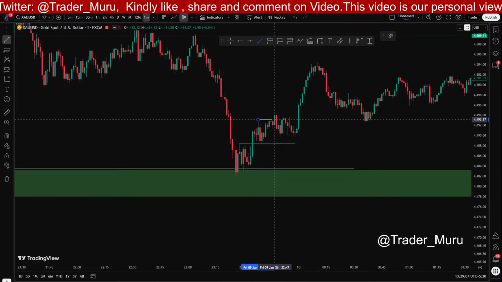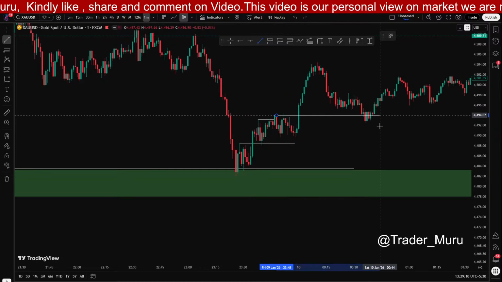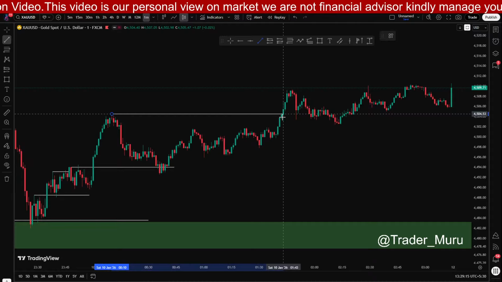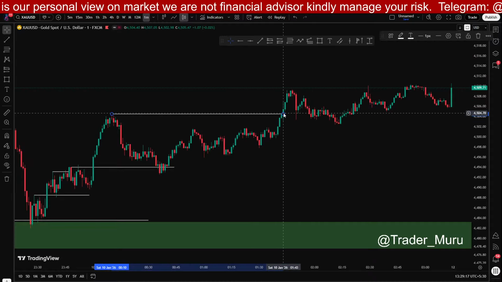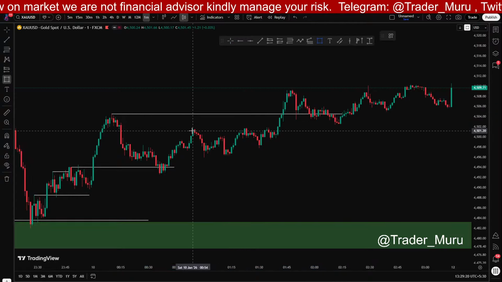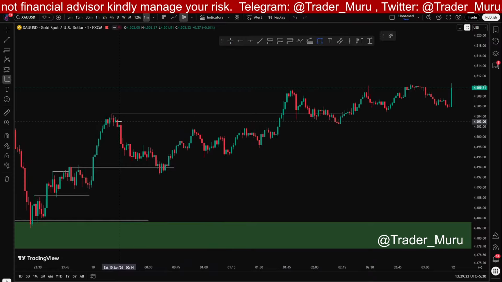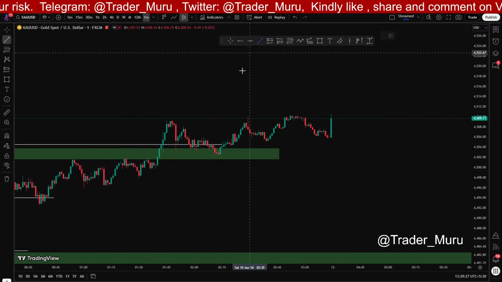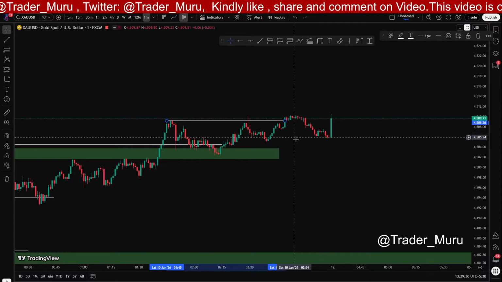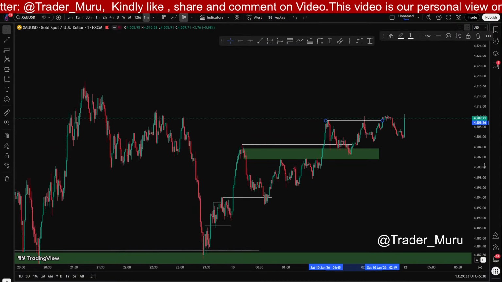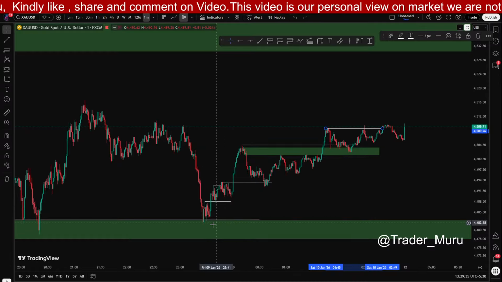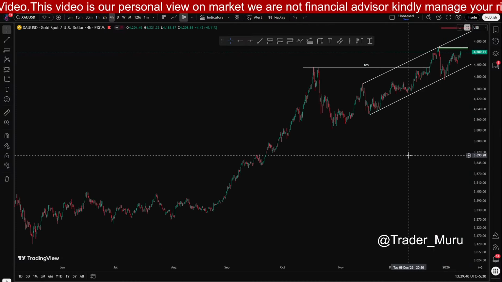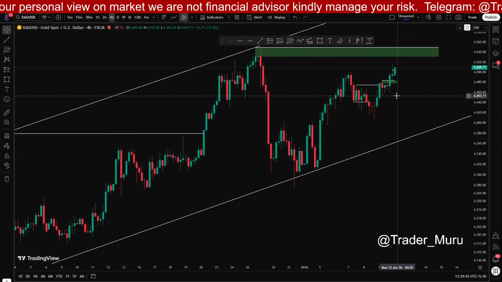See this breakout structure, again the breakout structure, test of mitigation block, again a pump, this is your target. Again the breakout structure, test of mitigation block, or these support areas here. See this area, again a pump, this is your target, breakout structure. On the 1 minute you will be scalping, and the 30 minute and 45 minute you can use to get a clear directional POI.